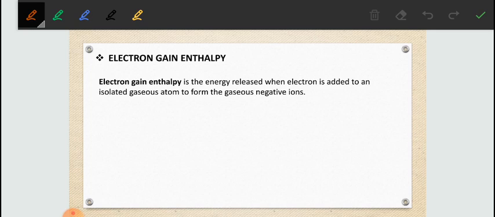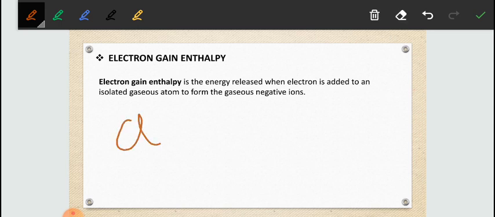When an electron is added to an atom, some amount of energy is released, that is known as electron gain enthalpy. Why is this energy released? Due to repulsion of the electron, as one new electron is added. You can take an example of chlorine.